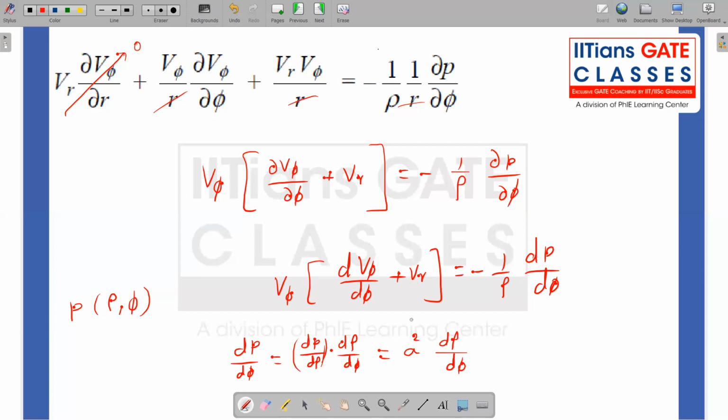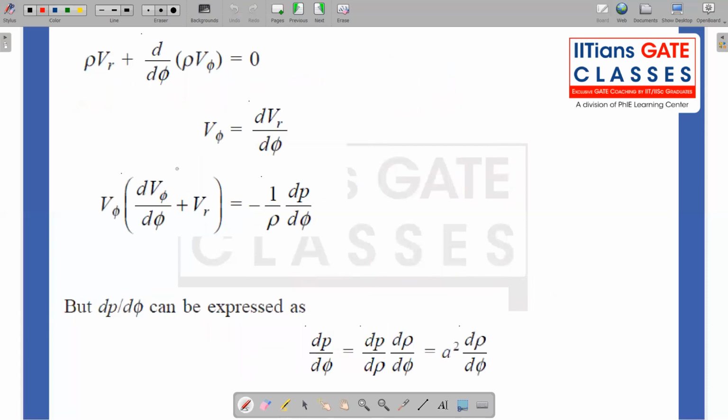So now I am using this result in this phi momentum equation. You see here, this is where we got. So I am using this result back in this equation where I have minus 1/ρ times dP/dφ. If I put it over here, so what happens? a² times minus 1/ρ times dρ/dφ. So I am keeping that into that equation.